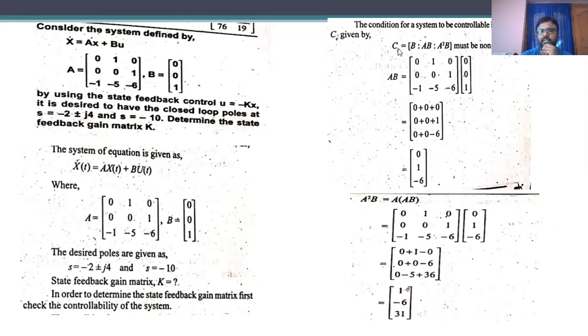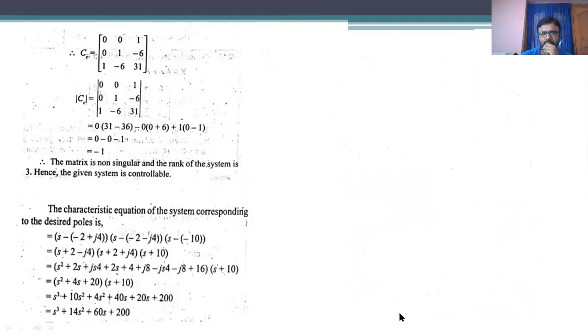Therefore the controllability matrix is obtained with B as 0, 0, 1, AB as 0, 1, minus 6, and A square B as 1, minus 6 and 31. After this we have to determine whether the system is controllable or not, which is checked with the determinant of the controllability matrix. The determinant is minus 1, which is not equal to 0. Then we can say this particular system is controllable.